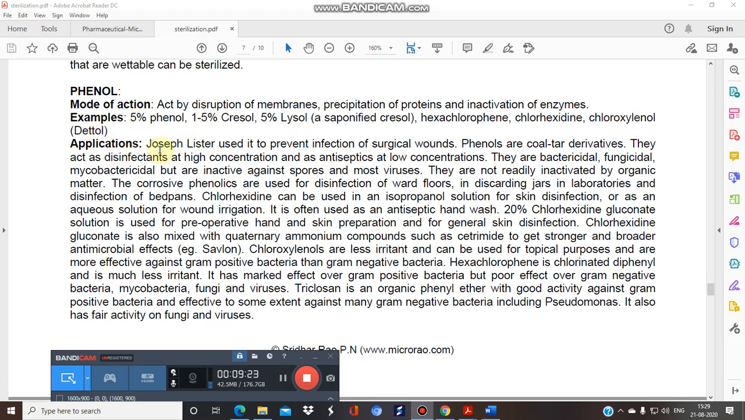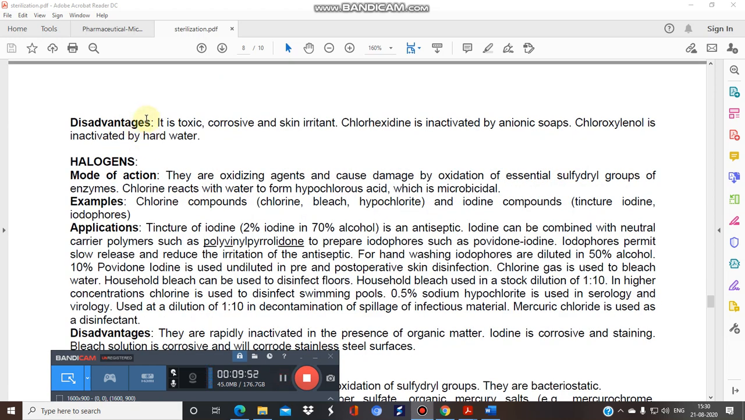The father of antiseptic surgery, Joseph Lister, used phenol to prevent infection of surgical wounds. Phenols are coal tar derivatives and are used as disinfectants at high concentration as well as antiseptics at low concentration. They are bactericidal, fungicidal and inactive against spores and most viruses. Disadvantages include that they are toxic, corrosive to skin and also irritant.